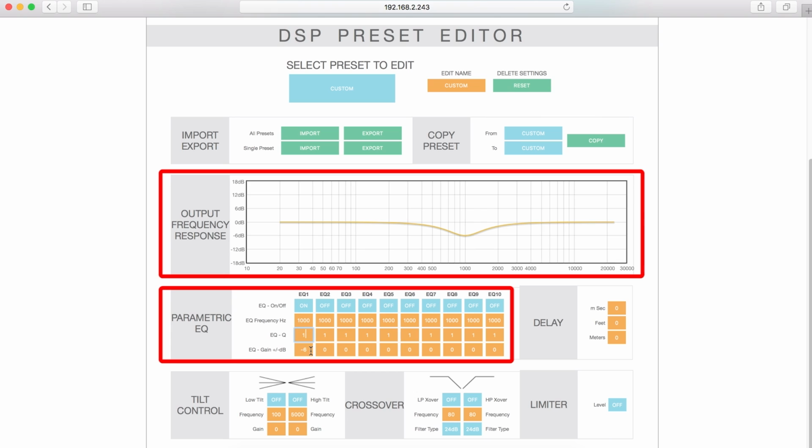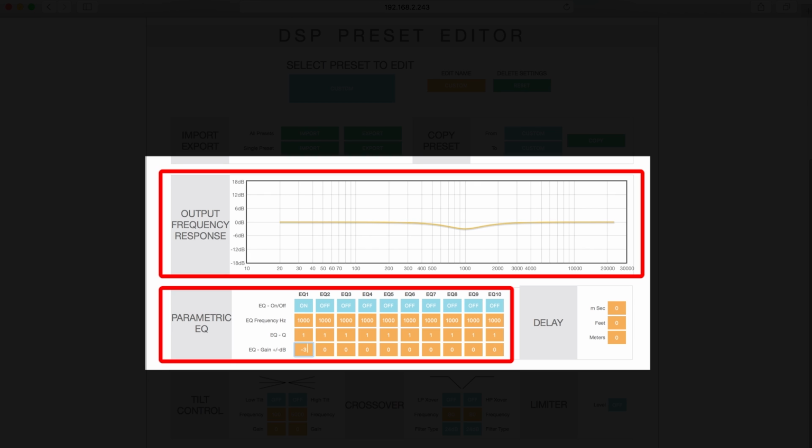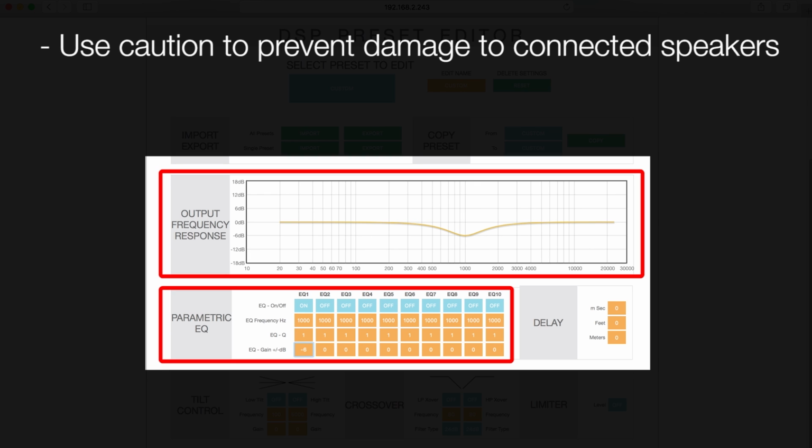The EQ gain fields adjust the level of each parametric EQ filter. When adjusting the EQ gain, use extreme caution to prevent damage to the connected speakers.